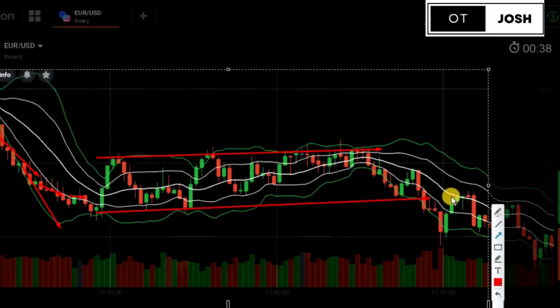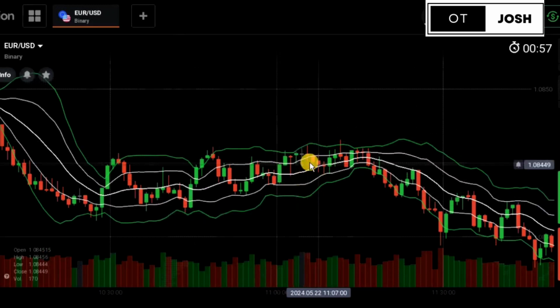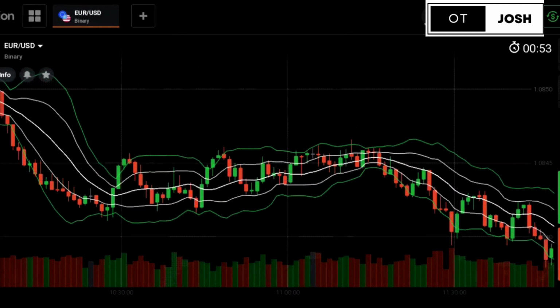Then after that, you get this Bollinger squeeze. What I told you about the squeeze is a very tight and narrow space, lack of volatility. You see that the squeeze happened here.